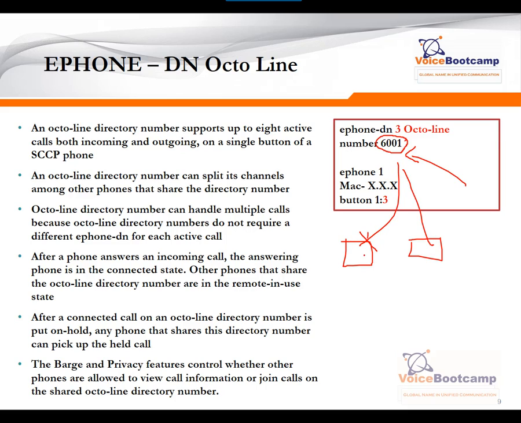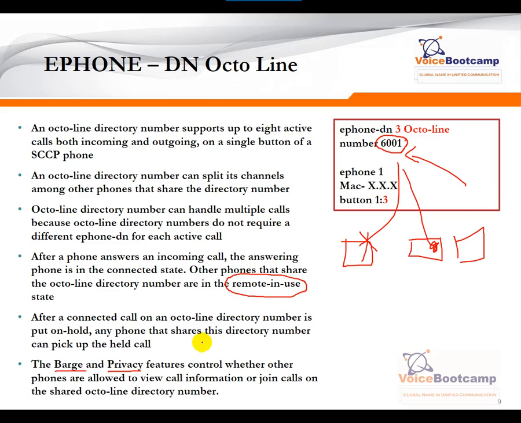However, when one of these phones answers the call, all the other phones in the group will see that line being in use. So the message that you will see is called remote in use. If you press the button at that moment on those phones, you will not be able to see whom you are talking to unless privacy and barge feature is enabled.